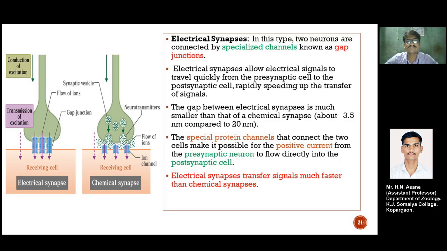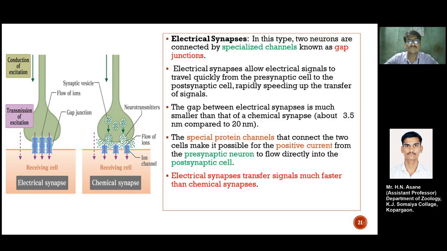Electrical synapses allow electrical signals to travel quickly from the presynaptic cell to the postsynaptic cell, speeding up the transfer of signals. The gap in electrical synapses is much smaller than in chemical synapses, about 3.5 nanometers compared to 20 nanometers. So the 20 nanometer gap of the chemical synapse is reduced to 3.5 nanometers in the electrical synapse.